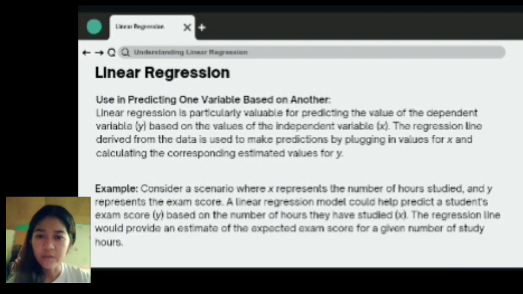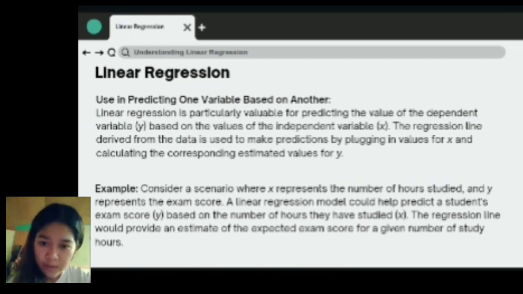So, what is linear regression? It is used in predicting one variable based on another. Linear regression is particularly valuable for predicting the value of the dependent variable y based on the values of the independent variable x. And the regression line derived from the data is used to make predictions by plugging in values for x and calculating the corresponding estimated values for y.